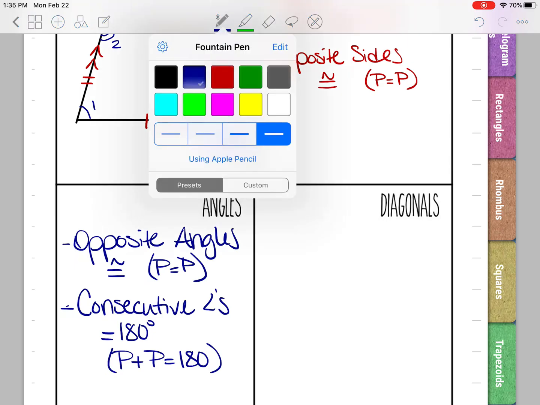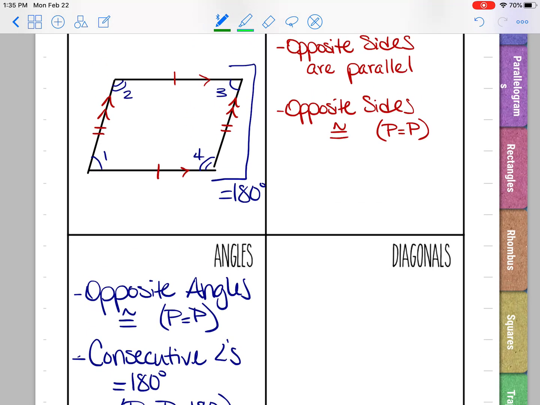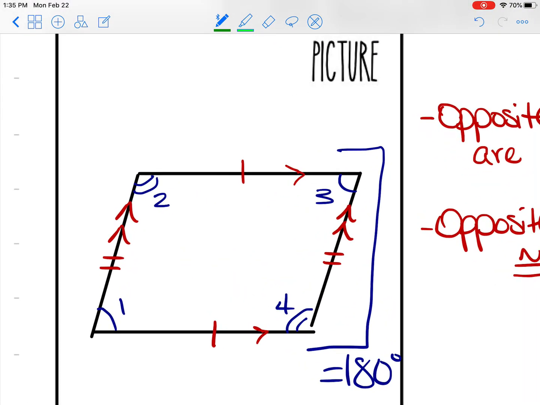And the last thing that we're going to talk about with parallelograms are the diagonals. So go ahead and draw those diagonals.